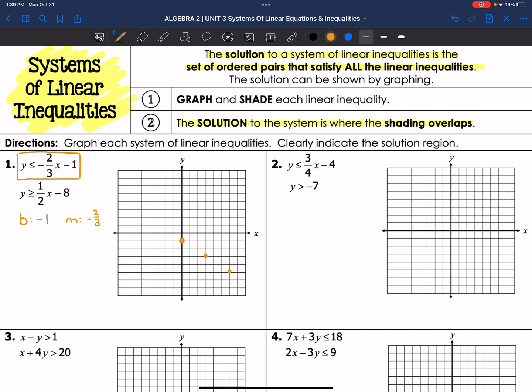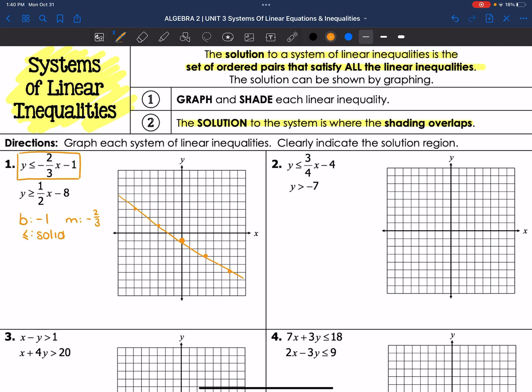Or I could go up 2 and left 3. That is now the kind of structure. Now, based on the little symbol that we have here, because it is a less than or equal to, that little solid line underneath means it's going to be a solid line. So I'll connect those points with a solid line.